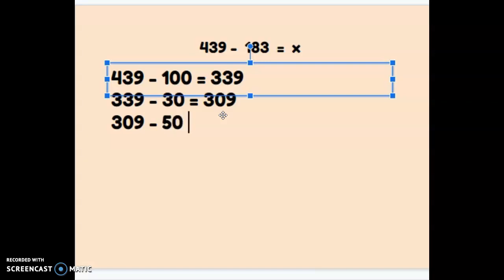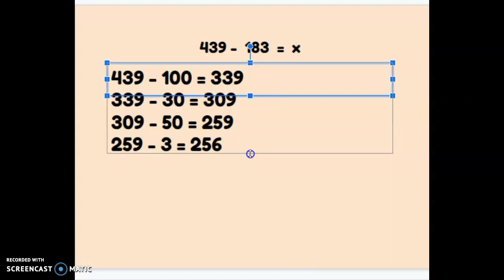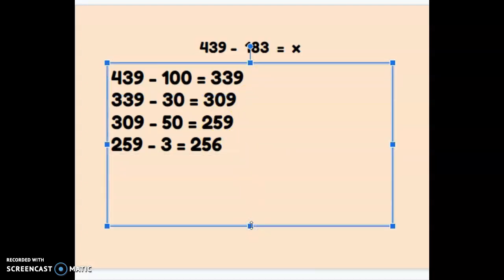So now I'm going to take away the other 50 of that 80 to make my answer 259. And then I'm finished with the hundreds place and the tens, and I'm going to go ahead and take away the ones at this point to get 256. So I want you to think about how you can break numbers apart to make it easier for you to calculate. That's our goal, is to make it easier for you to calculate to get the answer.